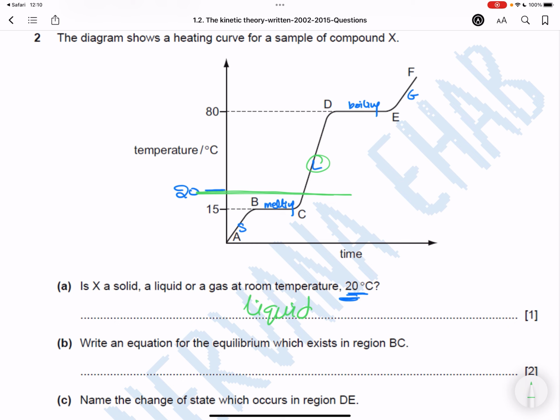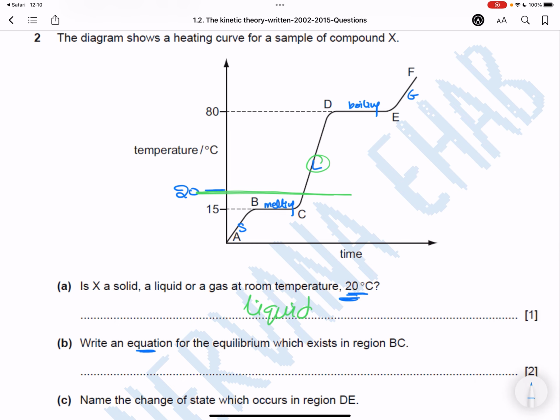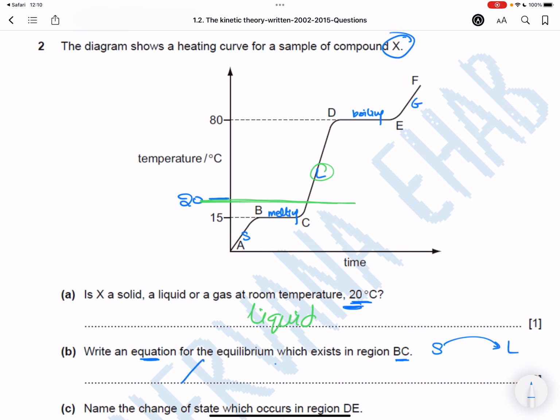Everybody gets this. Now, the second equation is where people usually don't get it. And we will study about equilibrium next in chapter 7. But it's asking here an equation for the equilibrium that exists in region BC. So BC is basically melting, where we have a solid changing to a liquid. Now the compound is X, so you're going to write X in a solid form, a small s between brackets like this. And then that becomes X in a liquid form.